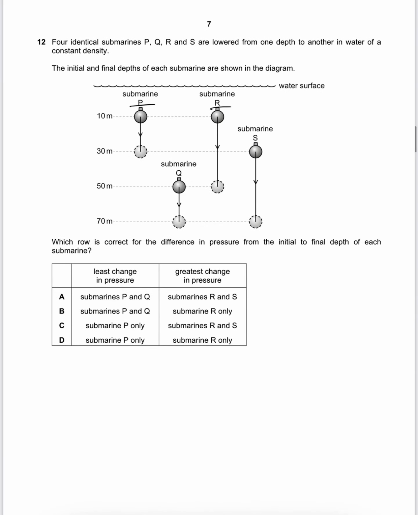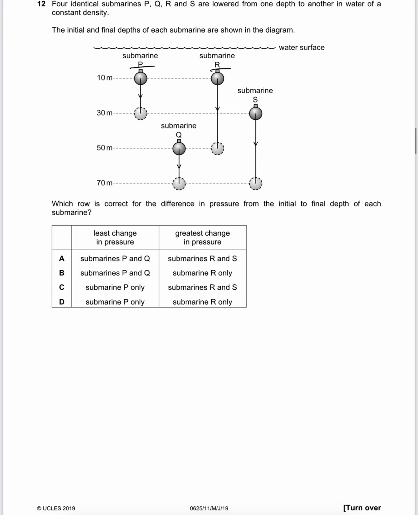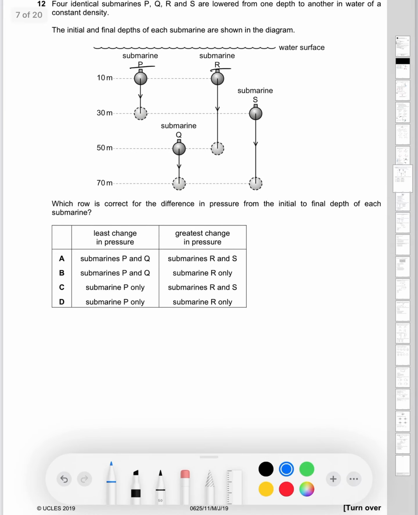Let's go down. It says 4 identical submarines P, Q, R, and S are lowered from one depth to another in water of a constant density. The initial and final depths of each submarine are shown in the diagram. Which row is correct for the difference in pressure from the initial to the final depth of each submarine? Okay. So, we do know that if submarine P goes from 10 meters to 30 meters, its pressure is obviously going to increase. And the same goes for submarine Q, going down by 20 meters, 50 to 70. Same goes with P.